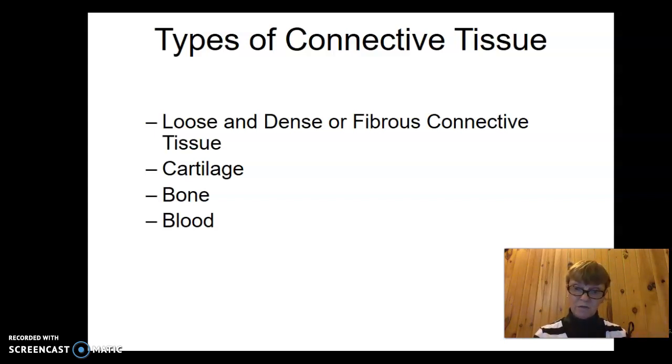So that is where you'll get the difference between 4 categories, where the loose and dense are considered to be proper connective tissue and can be maybe linked together, or they could be separated. And then they could also pull out adipose, or your fat tissue, then cartilage, bone, and blood.